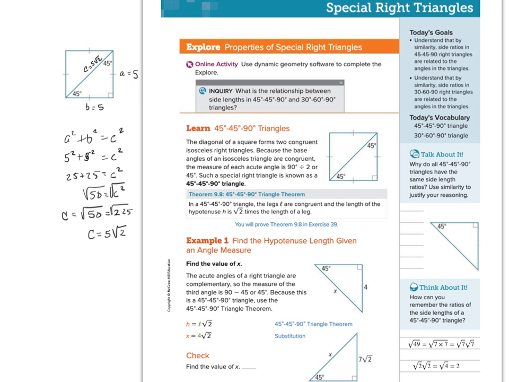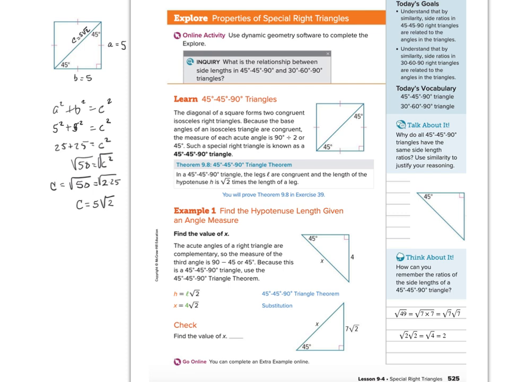When we simplify the radical, this 45-45-90 theorem states that if we have a 45-45-90 triangle, the legs are congruent, yes, it's isosceles, and the length of the hypotenuse h is the square root of 2 times the length of the leg. And that's what we have here: the square root of 2 times 5, which is the length of the leg. Whatever the length of the leg is, we can multiply it by the square root of 2, and we find out what our hypotenuse is.